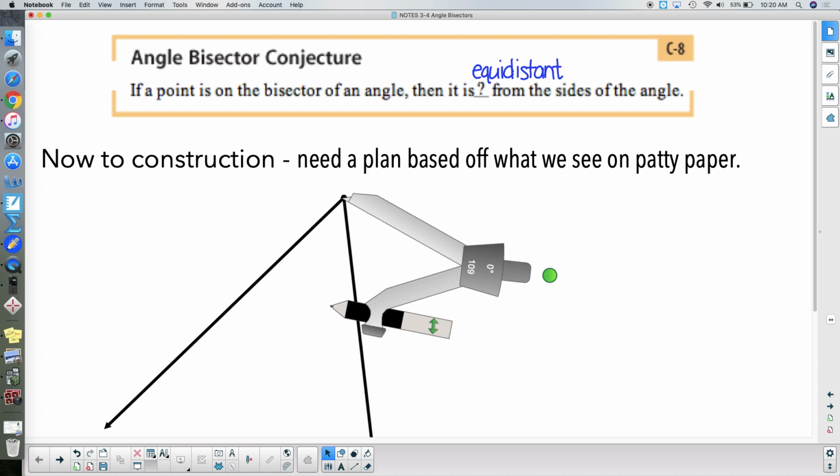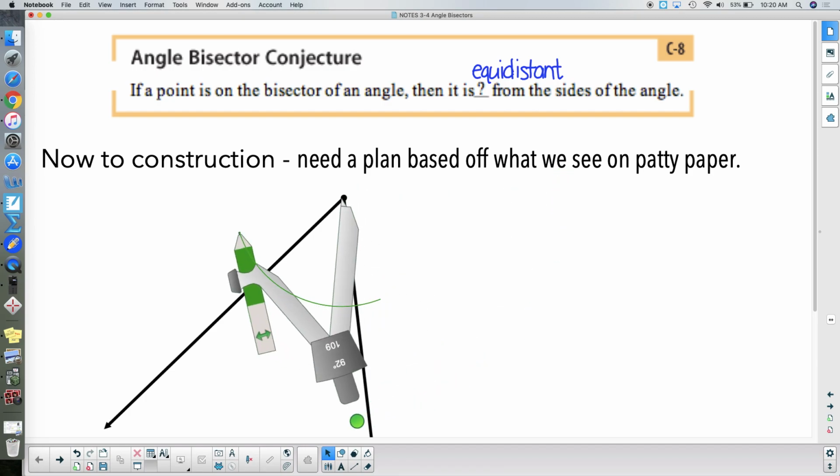The first thing we did in our plan on patty paper was we swung a circle, and that circle was from the vertex of the angle we're trying to bisect. I'm not going to swing a full circle.